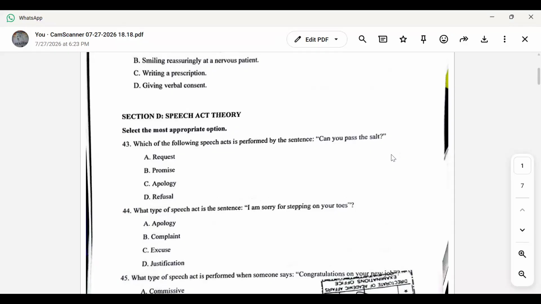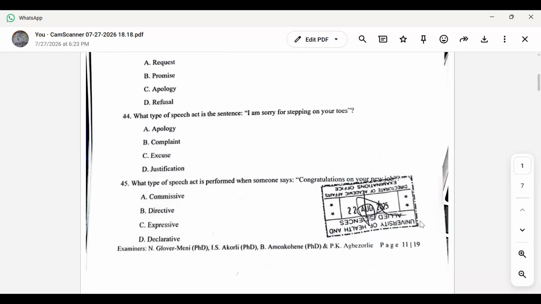Speech act theory. Select the most appropriate option. Which of the following speech acts is performed by the sentence, "Can you pass the salt?" It's a request. Yeah. Request. Okay.